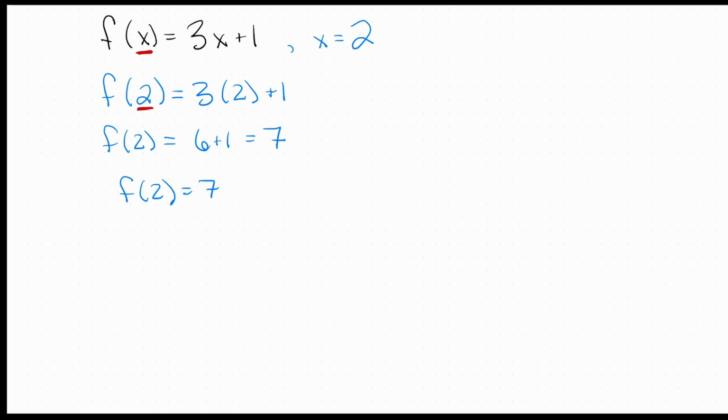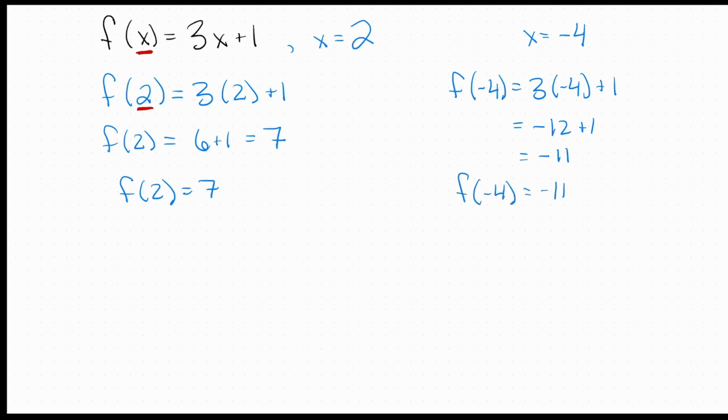Similarly, if we had a different value, like x is equal to -4, you can express that as f of -4 is equal to 3 times -4 plus 1, which is equal to -12 plus 1, which is equal to -11. So then you have f of -4 is -11.